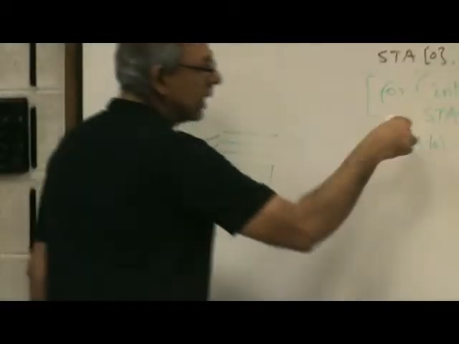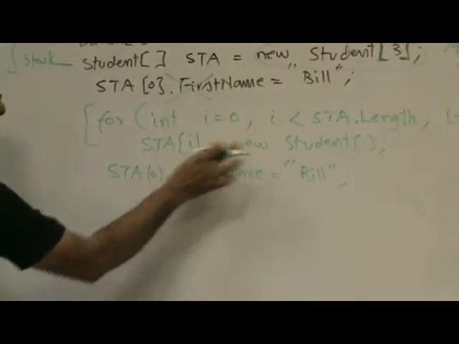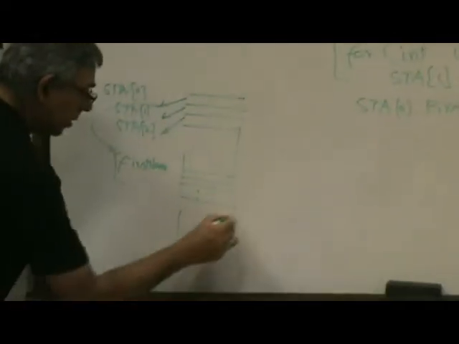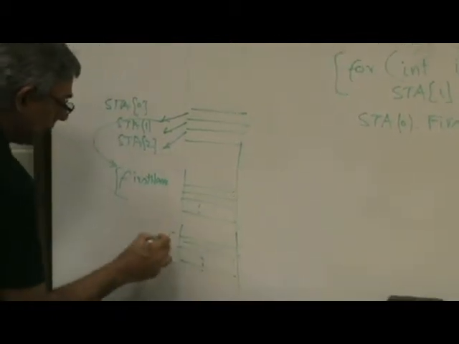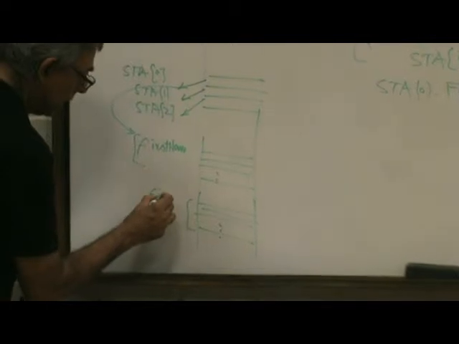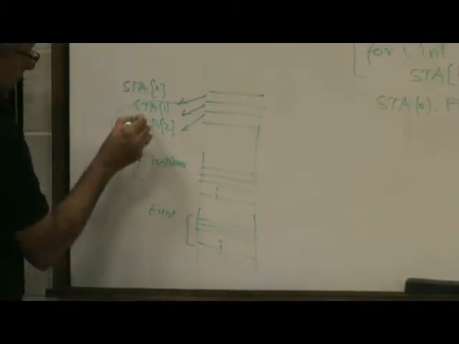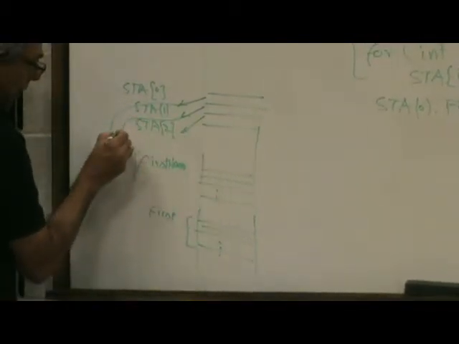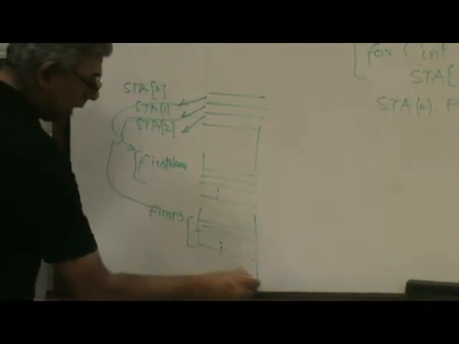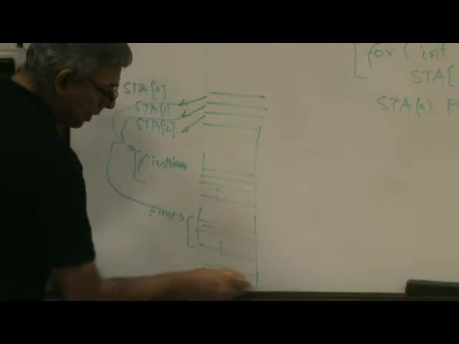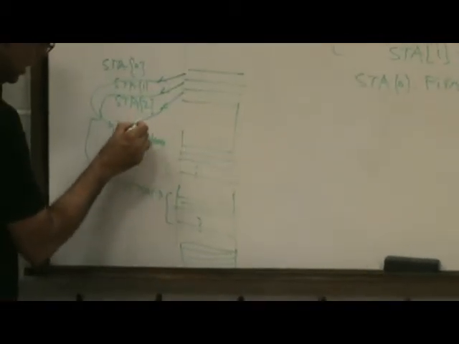Very similarly, second time through the loop, STA of 1 equal to new student. So again, 5 fields will be allocated for storing the first name and so on. And then STA of 1 will point to this memory. And lastly, third time through the loop, STA of 2. So again, 5 fields will be allocated.